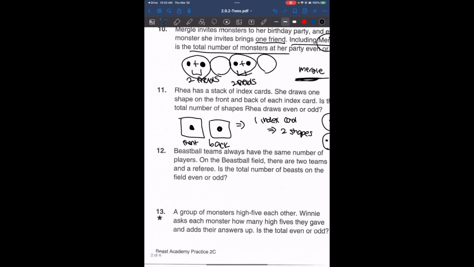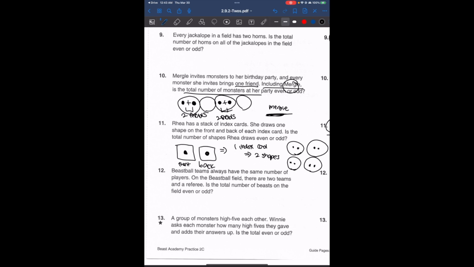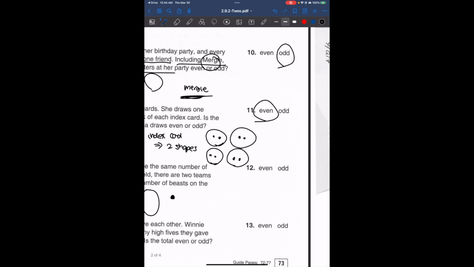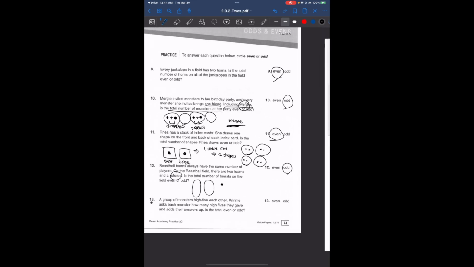Now, the next problem says beastball teams always have the same number of players. On the beastball field, there are 2 teams and a referee. Since we have the same number of players and 2 teams, that tells us that we have 2 whole groups with the same numbers. And so that tells us that it's even. But then we have a referee. And the referee is going to be one person, so that's going to be a remainder, and so that would be odd.